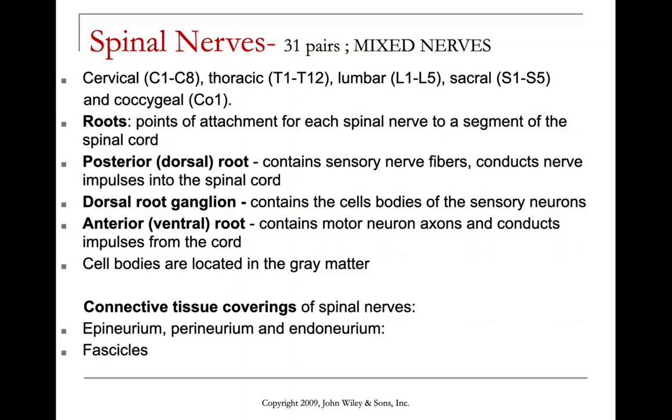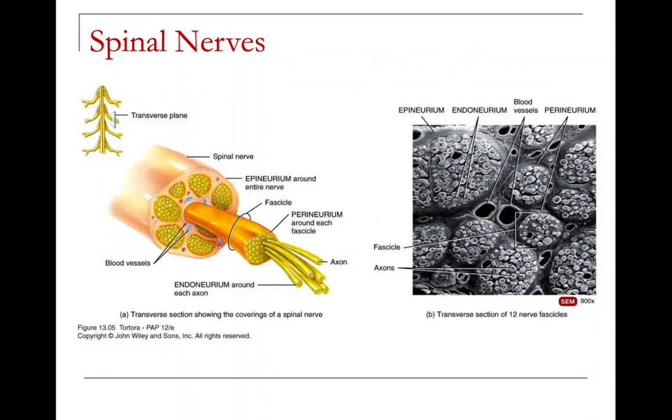So your connective tissue coverings of the spinal nerves, you'll have epineurium, perineurium, and endoneurium. And they'll divide up into fascicles. So similar to what you had with the muscles here, you can have these little fascicles that are surrounded by perineurium in the little bundles.